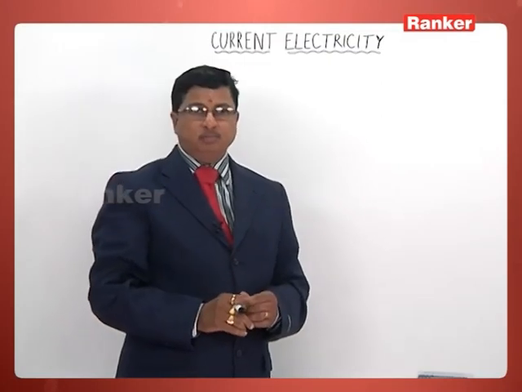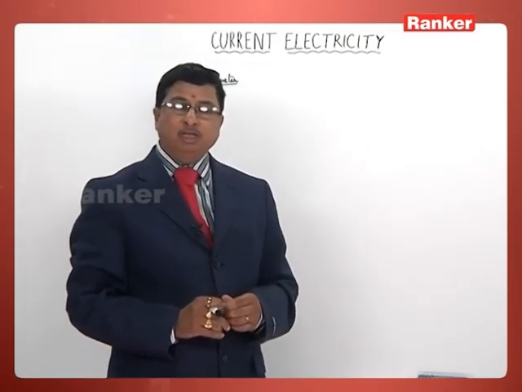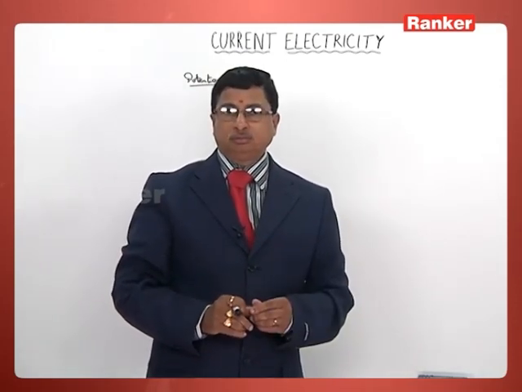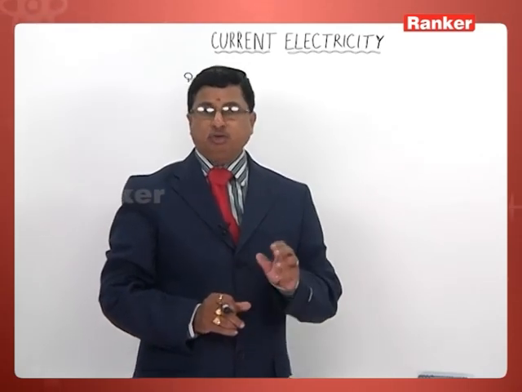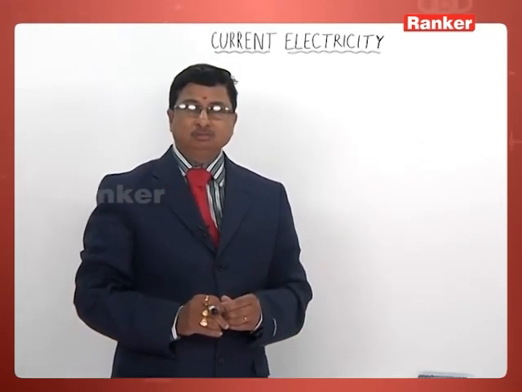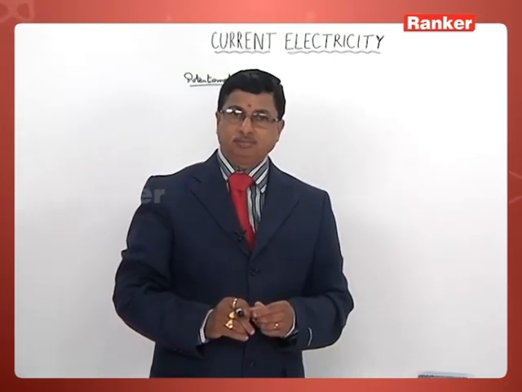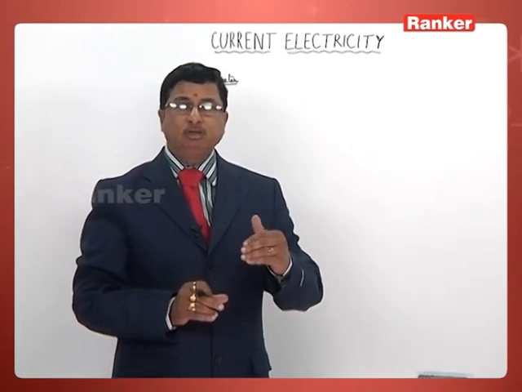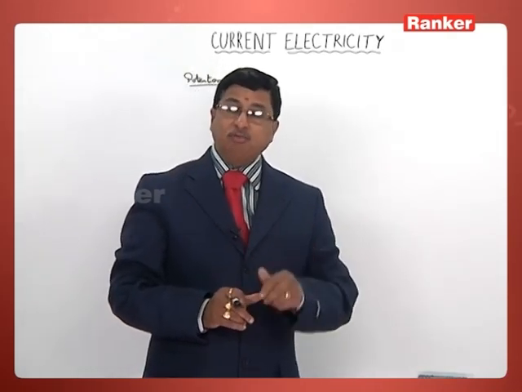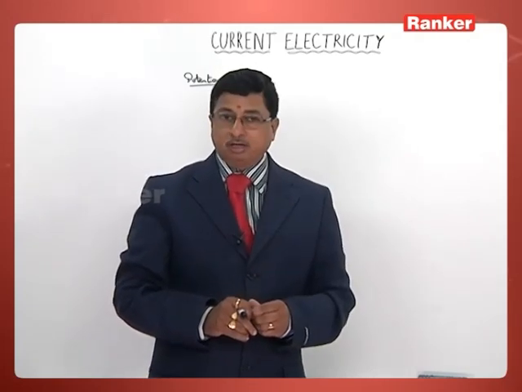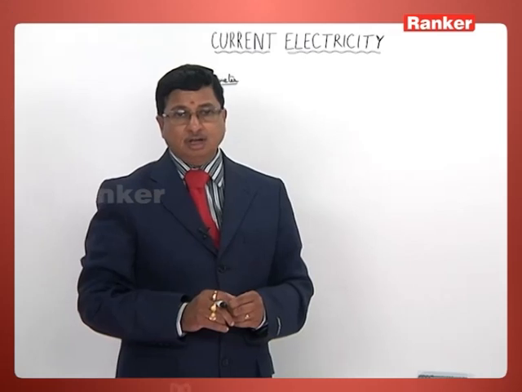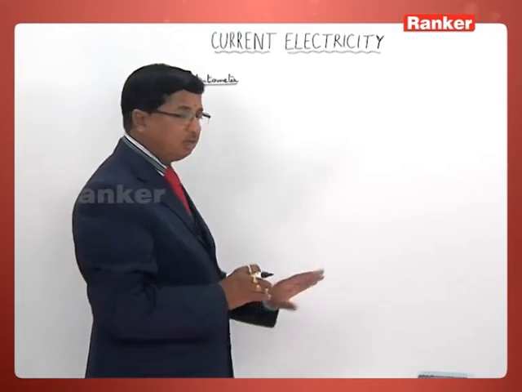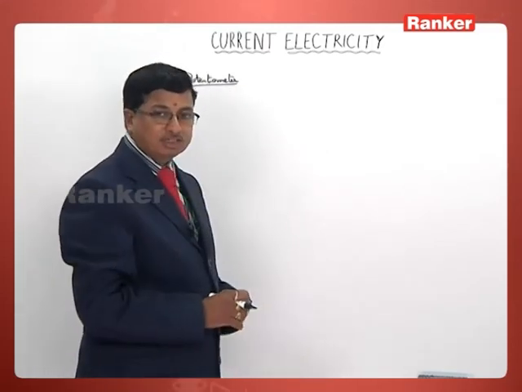In the same chapter, we have one more instrument by name potentiometer. What is its use? First and foremost, it is used in measuring the EMF of a cell. It is used to compare EMFs of given two cells. It is even used to determine the internal resistance of a given cell. So there are three different areas you have to concentrate on as far as this potentiometer is concerned.